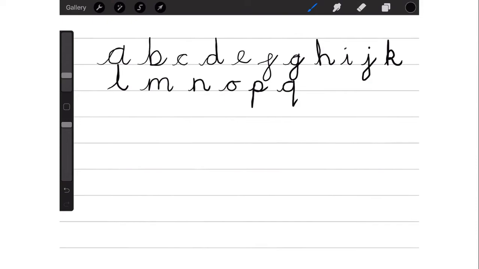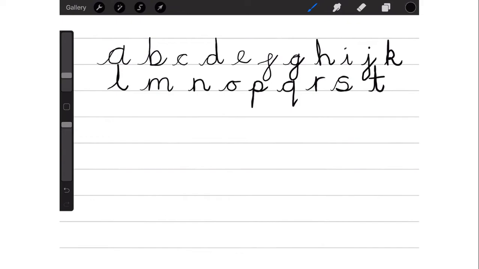And then we have R, up, down, around. And then we have S. All the children should be able to write S, and it's the first sound we learn. So on the line, around, back, around, and flick. And then T, ascending nice and tall to the top, down, take your pen off and across.